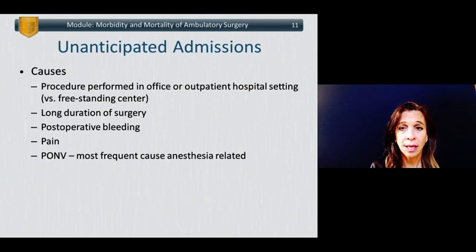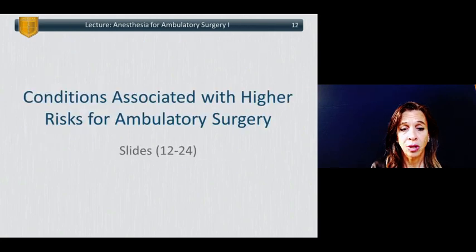So the causes are related to the setting where the surgery is done. There's a higher risk in surgeries performed in an office-based or outpatient hospital setting versus a freestanding ambulatory surgery center. As mentioned earlier, the longer the procedure is, the higher the risk, and postoperative bleeding can lead to unanticipated admissions, difficult to control pain, and difficult to control nausea and vomiting, which again is the most frequent cause of anesthesia-related admissions after ambulatory surgery.